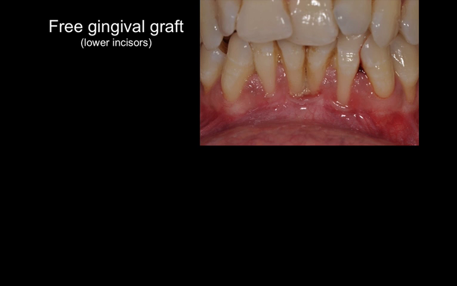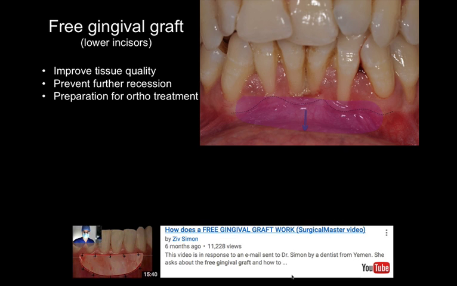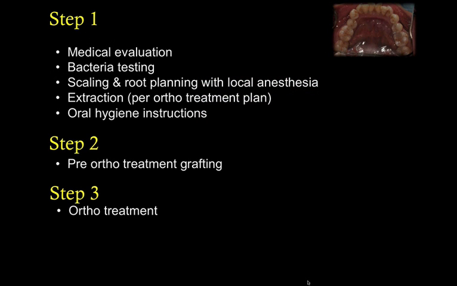That can be done with a free gingival graft for the lower incisors, even if you're planning to extract a tooth, making an incision at the mucogingival junction, a split thickness flap, and a free gingival graft. And the goal is to improve the tissue quality, prevent recession, and also prepare the patient for orthodontic treatment. There is a video on the free gingival grafting technique that you can see on YouTube and prepare yourself for this procedure. So basically, this is my outline as far as I can tell from the records that you sent me.